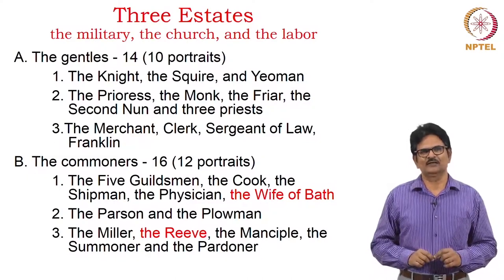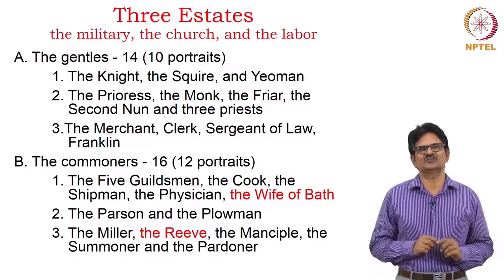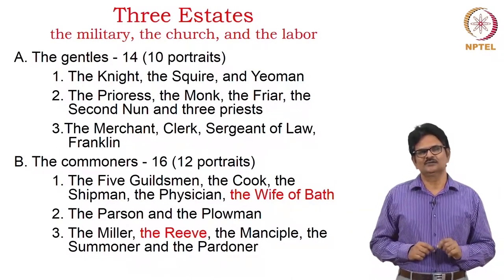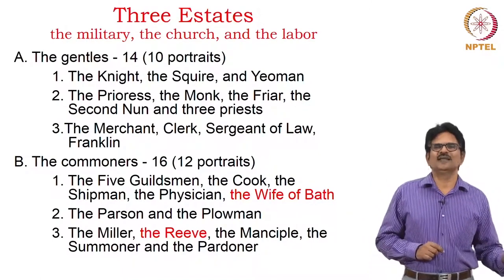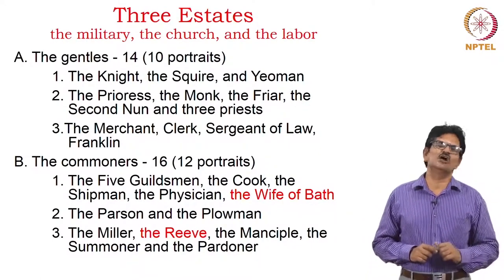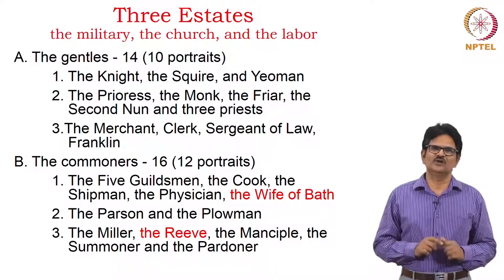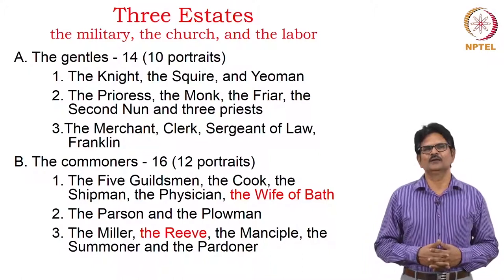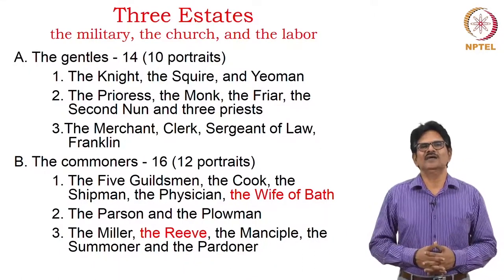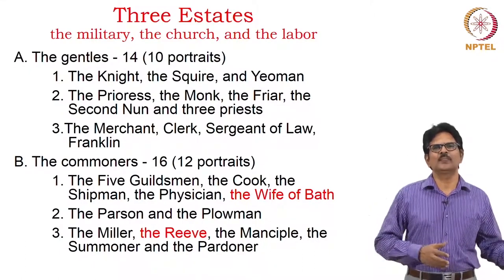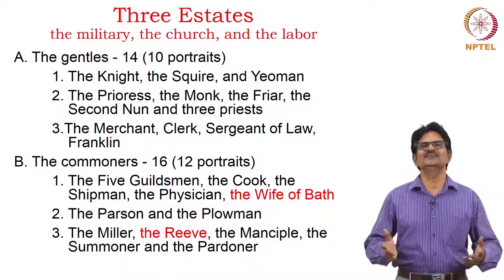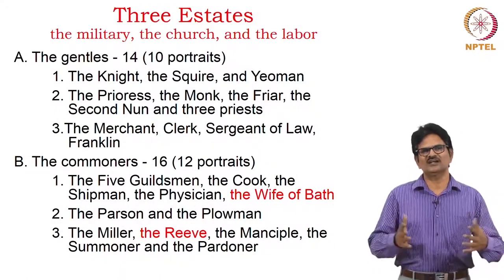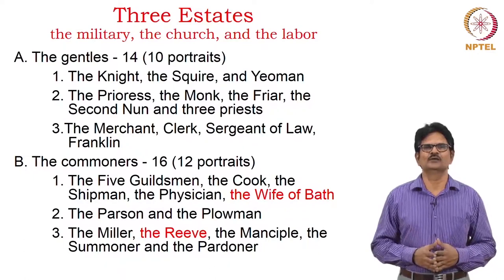In this prologue and in the whole of the Canterbury Tales, we have this concept called three estates. Actually, there is a form of literature called estate satire. Chaucer's Canterbury Tales can easily be classed along with this estate satire, because of the element of satire we have in the Canterbury Tales. What are those three estates? One is the military, the second is the church, and the third is the laborer or labor class, the working class.